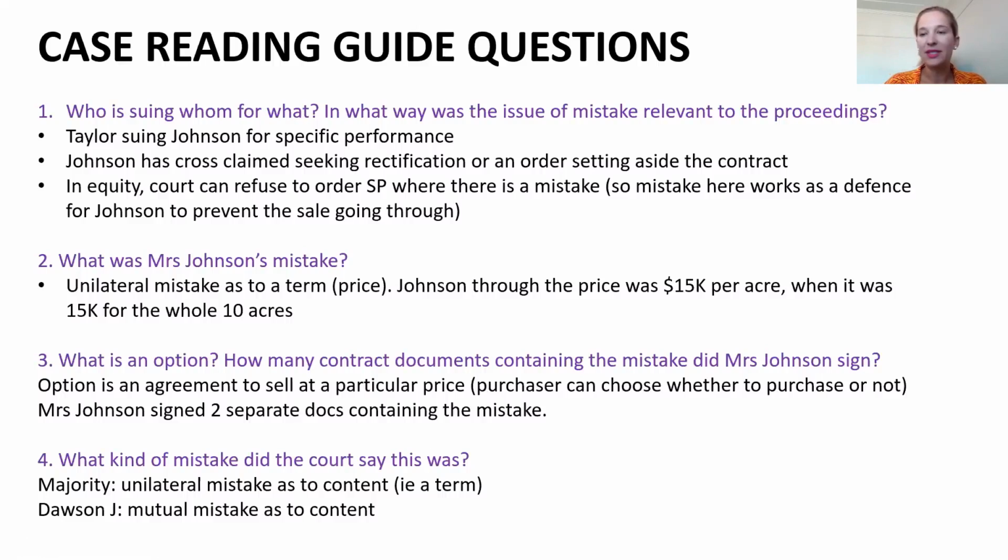In terms of what kind of mistake, the court said this was a unilateral mistake as to the content of the contract, so as to a term in the contract, the price. In dissent, Justice Dawson thought it was a mutual mistake as to content, which you'll see when we get to the Dawson judgment. That was to do with the fact that the trial judge had believed Taylor that they weren't aware of Mrs. Johnson's mistake. So in that instance, it was seen to be a mutual mistake, but that came down to how Taylor's evidence was received by the trial judge. But yeah, unilateral mistake as to content.